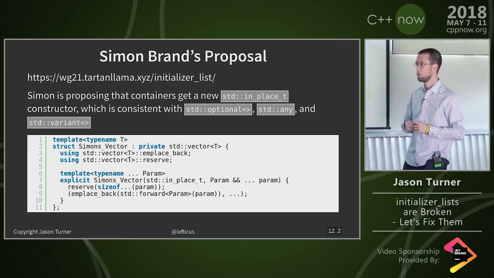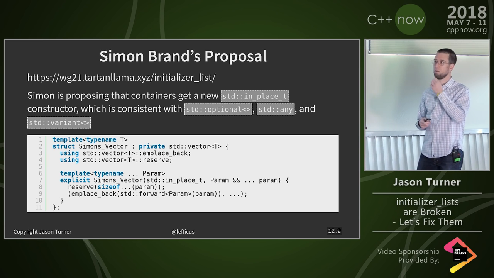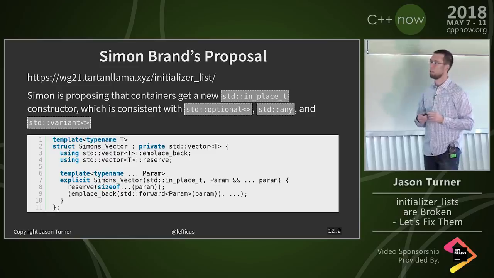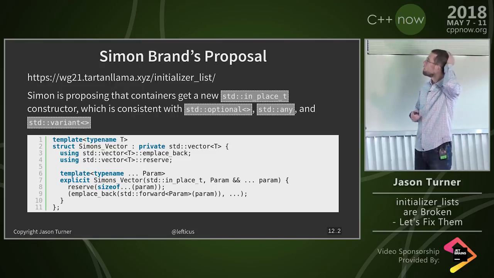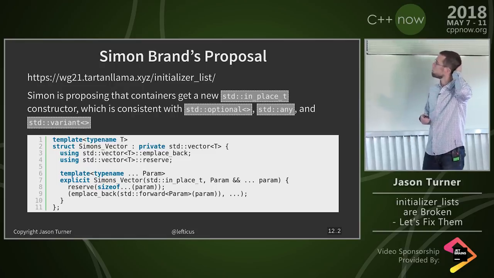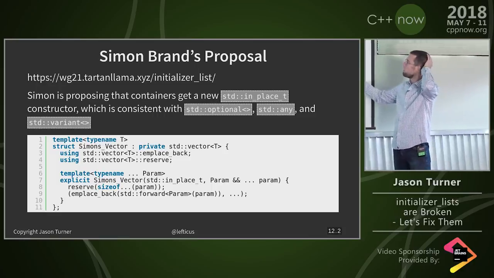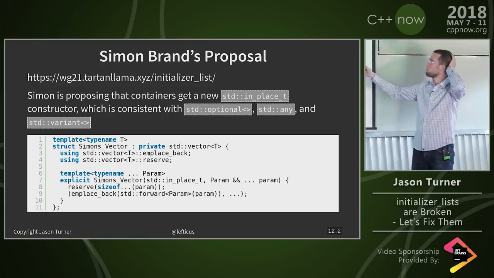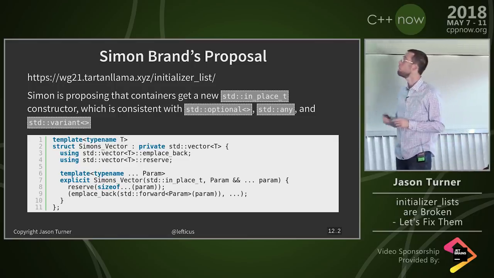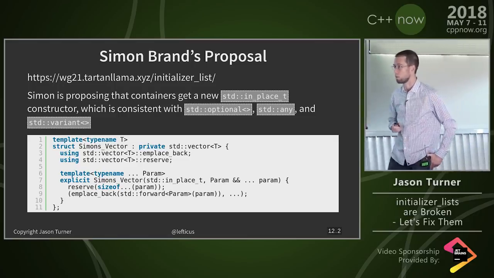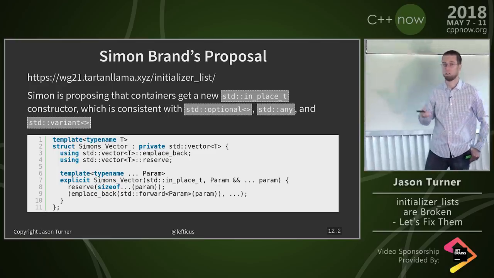Yes? For example, optional's in_place_t takes in_place_t and then the argument, and it will construct the single object from the argument. But here, the in_place_t takes multiple parameters and will create multiple objects from those parameters, which is slightly different. So the comment was that here it is creating multiple objects, versus optional, any, and variant, which is effectively doing the same thing as an emplace_back. Arguably, it's constructing the thing in place where it needs to live. That's a very good point. I didn't consider that when I was looking at this, but it's at least an idea. I personally found it to be a good idea.